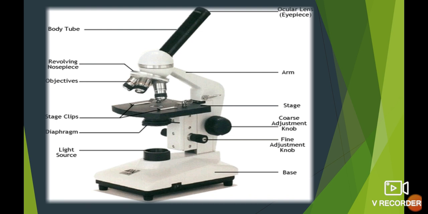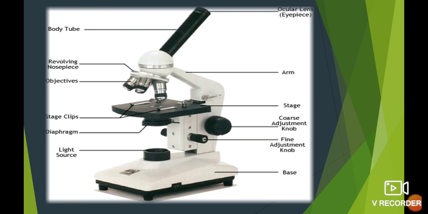And then we have objective lenses. The objectives are lenses to magnify. Again, it consists of three. We have the low power objective, which magnifies only 10 times. Then we have the HPO. The high power objective magnifies 40 times, or 43 or 45 times, to enlarge our objects. And then we have the oil immersion objective, which enlarges even more because its magnifying capacity is 100 times.